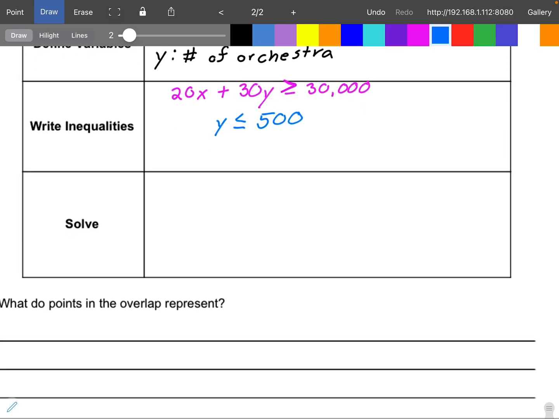Now to solve this, we would want to put this on a graph. I don't have a graph here, so I'm just going to do a quick sketch of one. Now, I'm only putting the positive X and Y axis because this is a real world situation. We can't have a negative number of seats. Along the bottom, I'm going to make that my balcony seats, because balcony was X. And then along the Y axis, I'm going to make that orchestra seats because that was Y.